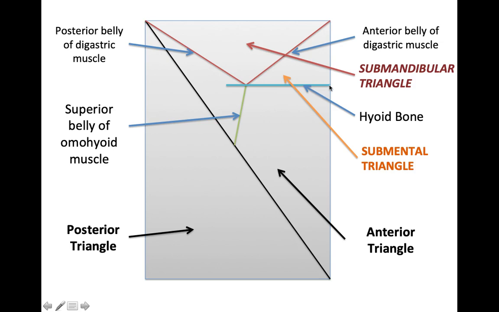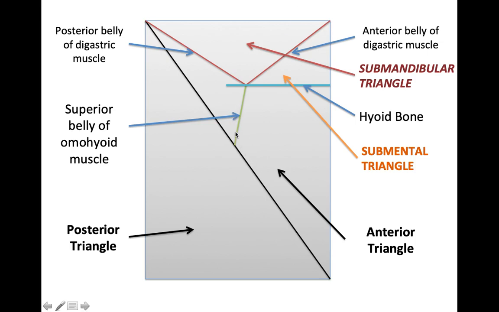This is the hyoid bone. So hyoid bone, symphysis mentae, this is the imaginary line. Then laterally you have the anterior belly of digastric muscle, and inferiorly you have the hyoid bone itself. The contents of submental triangle are the submental lymph nodes and anterior jugular vein.